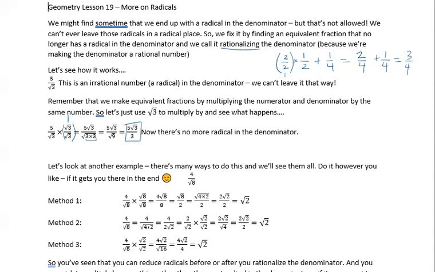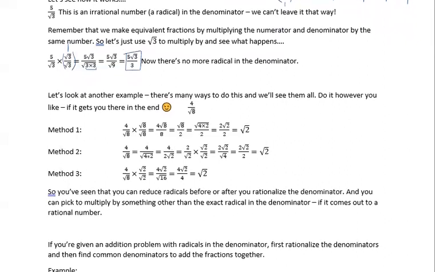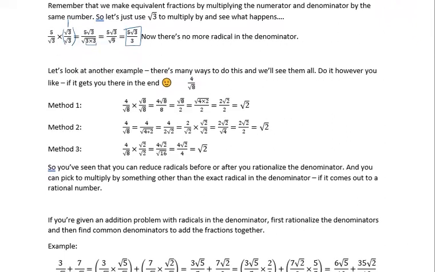So there are many ways to do some of these problems when they're a little bit bigger numbers. I'm going to show you 3 different methods here. But in the end, you can do it however makes sense to you. It doesn't matter if you reduce the fraction first or if you rationalize the denominator. However gets you to the right answer at the end is a fine way to do it. So we're starting with 4 over the square root of 8.